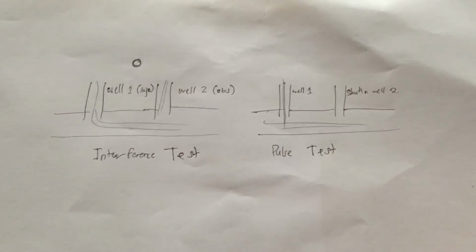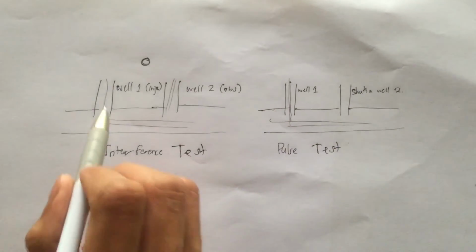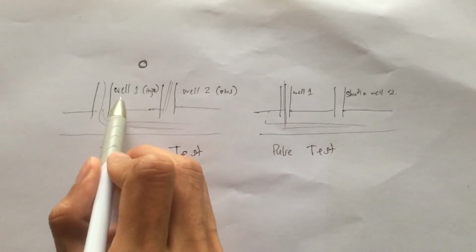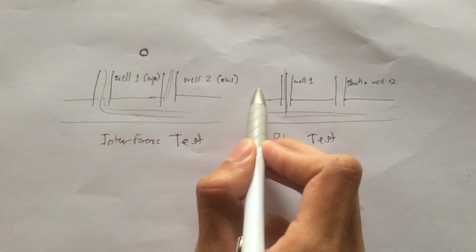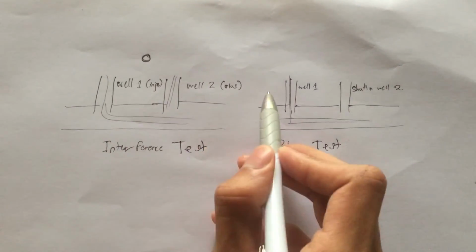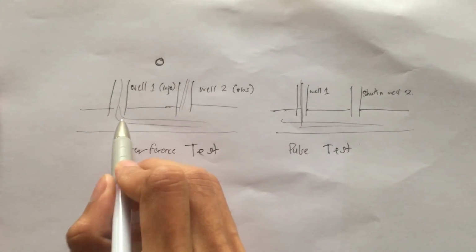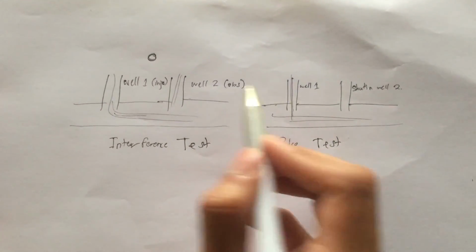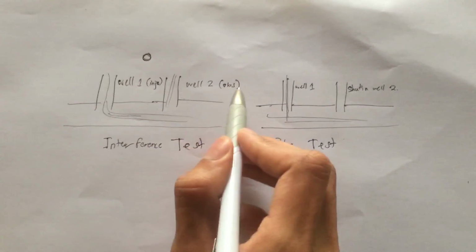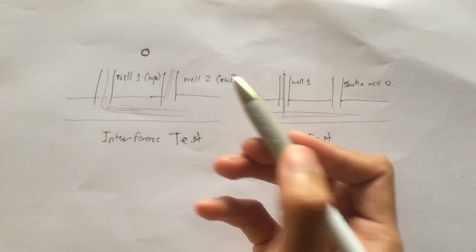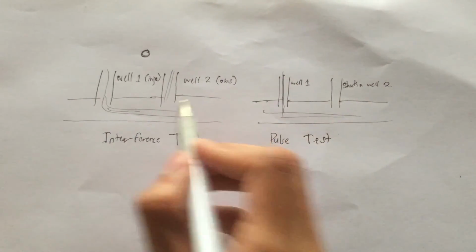We have here two types of tests: the interference test and the pulse test. The first test is the interference test. We have two wells in the reservoir: the first well is the injection well and the second well is the observer well. The injection well will be producing or injecting, and the observer well will check the pressure to check the continuity of the wells in the reservoir.